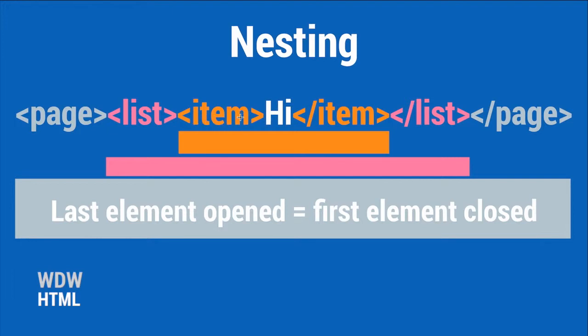Now, since this orange item element was the last thing that we opened, that's the first thing that we have to close. So we close it off. What was the last thing that we opened before our item? That was a list. Now we have to close that off. And then finally, we have the page open. We should probably close that page off too. If things don't go in last element open, first element closed order, things kind of fall apart.